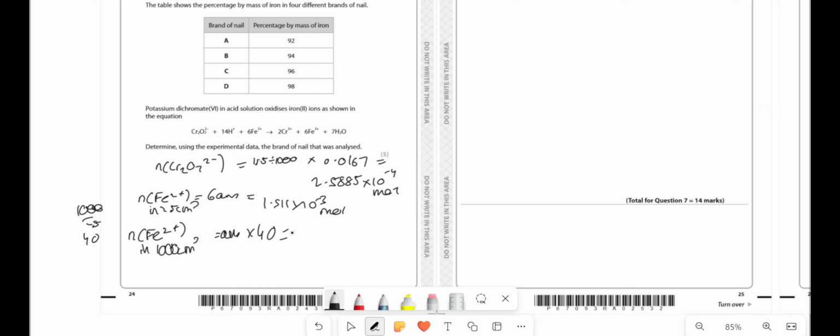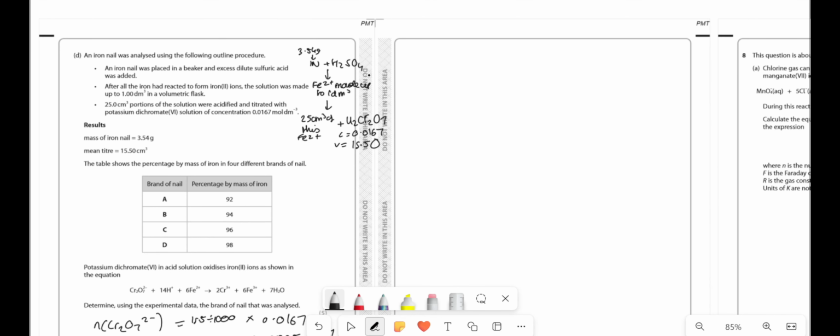1.5531 times 10 to the minus 3 times 40, which gives you 0.062124 moles. This is the moles of Fe2+ in the 1 decimeter cube sample. All of that must have come from the iron nail. So that means that we can work out the mass of the Fe in the iron nail using the moles we just worked out. So 0.062124 times the AR of iron, 55.8, which is 3.4665 grams.